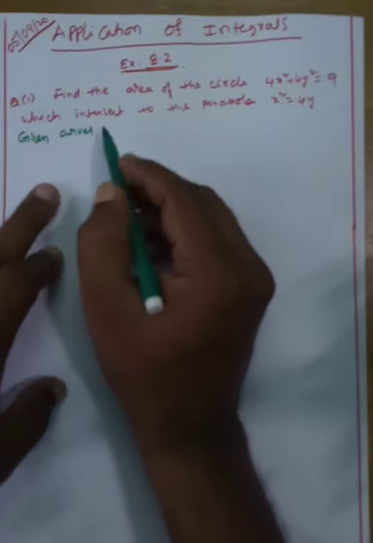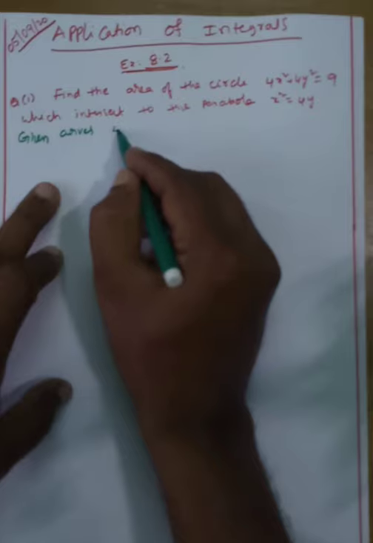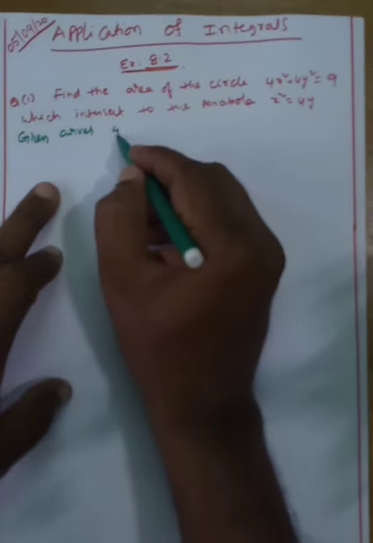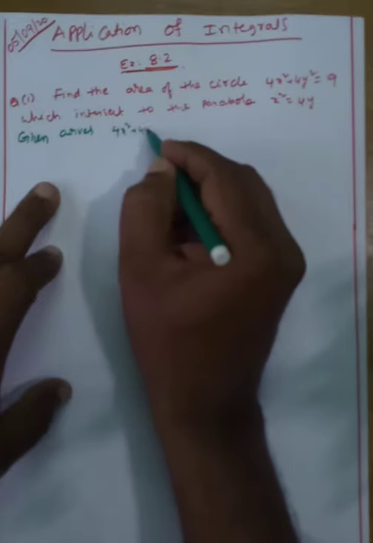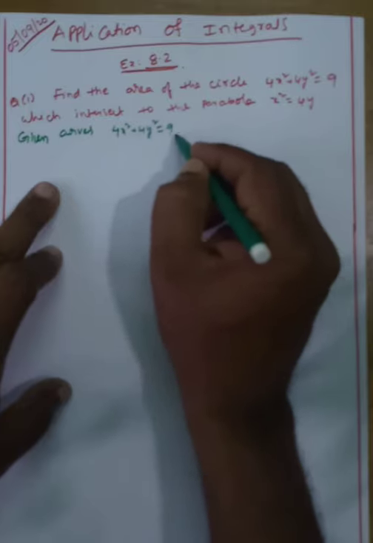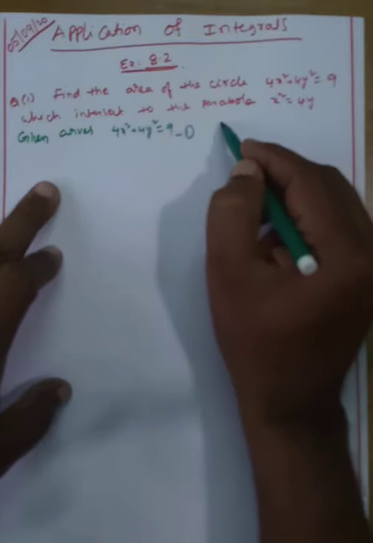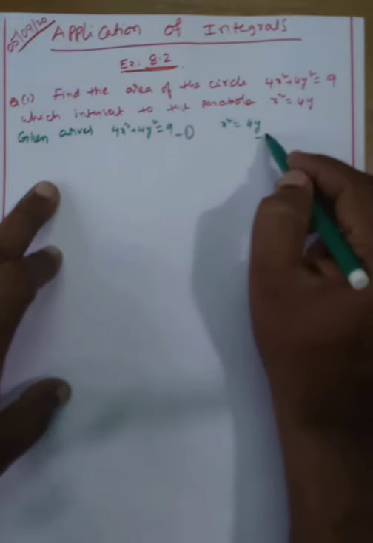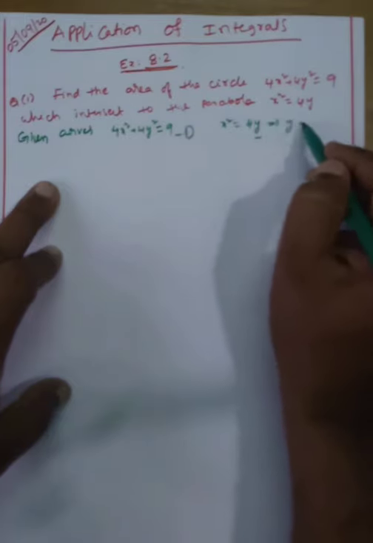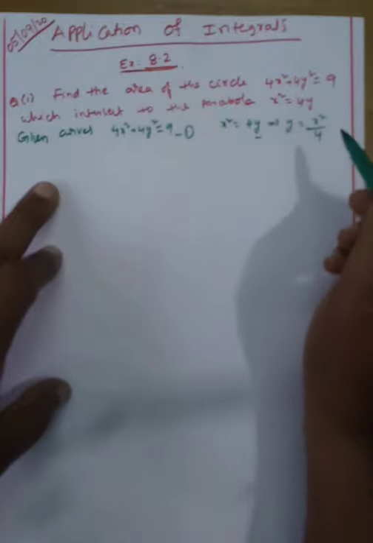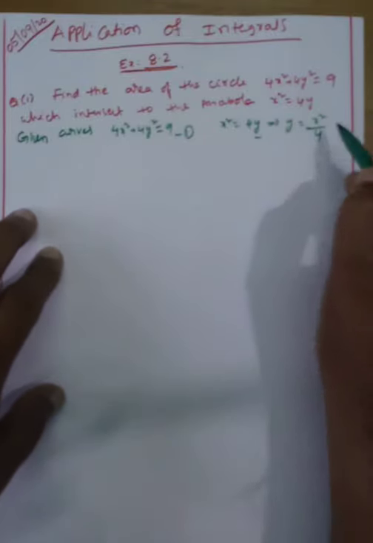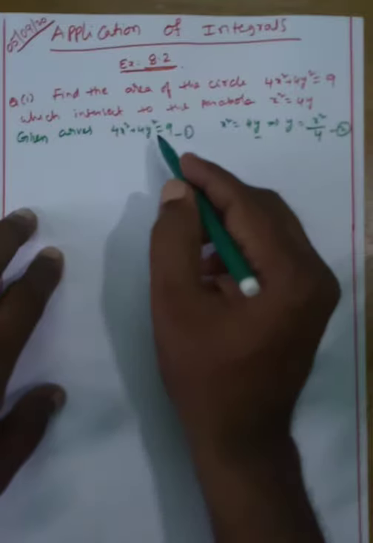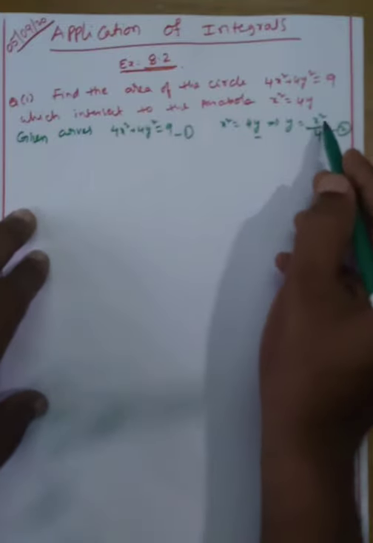The given curves: 4x square plus 4y square is equal to 9. This is the equation of the circle. Now x square equal to 4y, this is the equation of the parabola. From this, y is equal to x square by 4, my dear students. Substitute this y value in equation 1. What happened?